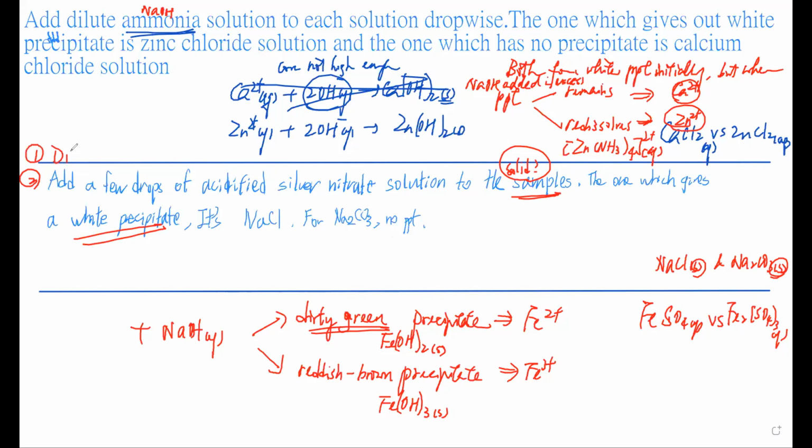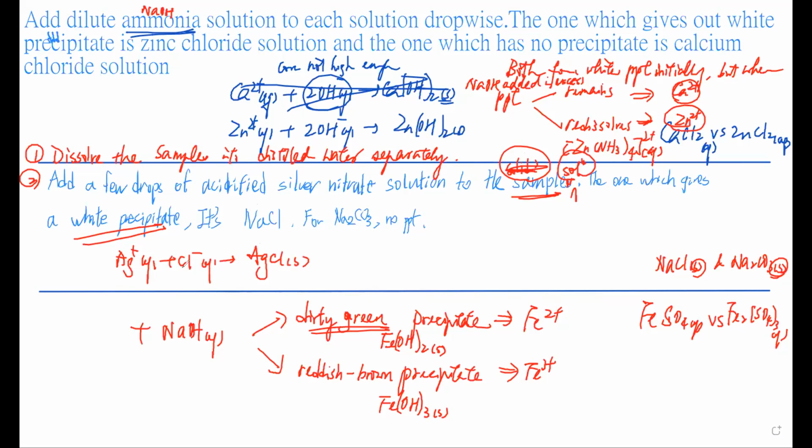Remember, you omit the first step. The samples, please dissolve the sample into distilled water separately before you do such, okay? And afterwards, you are going to add the sample solution and check for PPT. The equation can tell you what happened. So the ionic equation is this: the silver ion reacts with chloride ion to form silver chloride. Can you get the point?